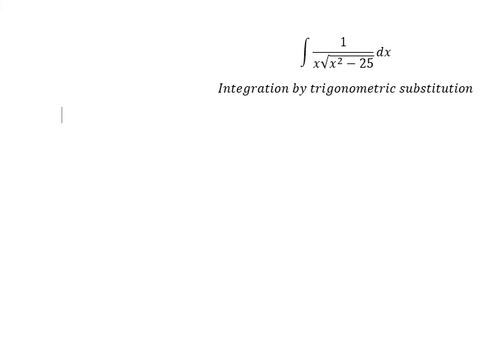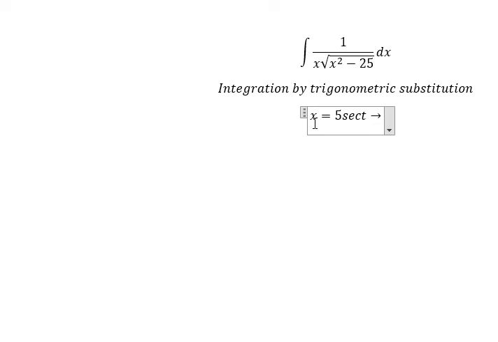So I will put s equals 5 secant of t, because if I put this one in here, we have 25 secant of t squared. Number 25, we can do factorization. Secant of t squared minus 1, we have tan t squared, and later we simplify the square root and ds.